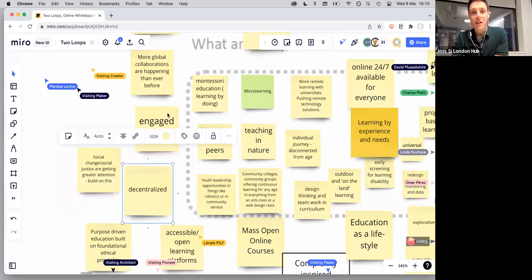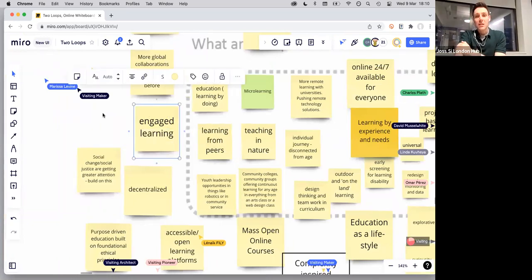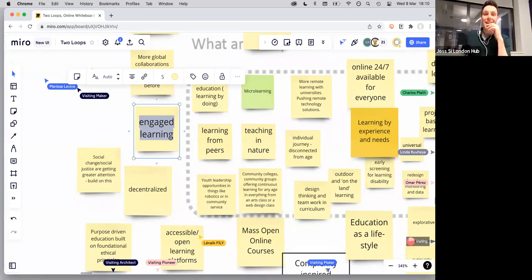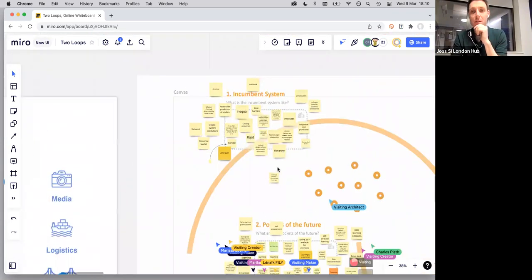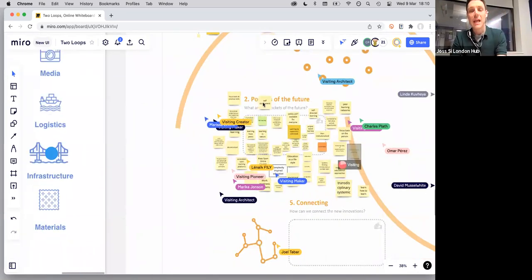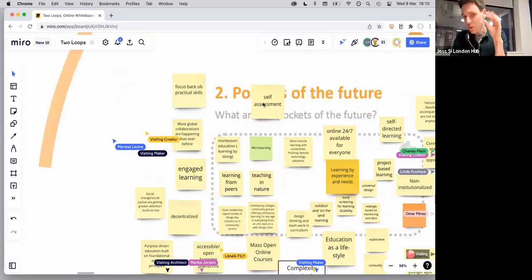Okay, decentralized, engaged learners. Yeah, right, engaged learners, imagine that. That would be quite different. Learning from peers, teaching in nature, individual journey disconnected from age. So I think that one should probably be an incumbent system. It's not really a pocket of the future, is it? These are aspirational things we want to bring into being.